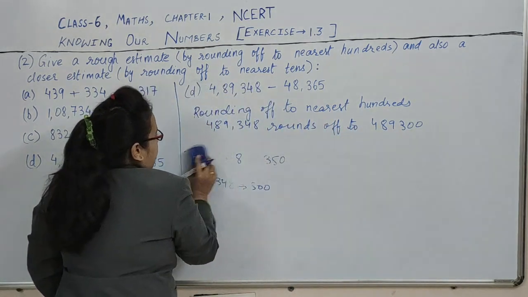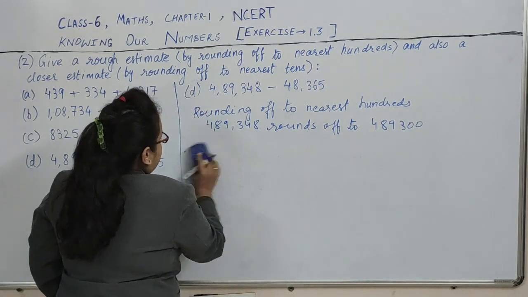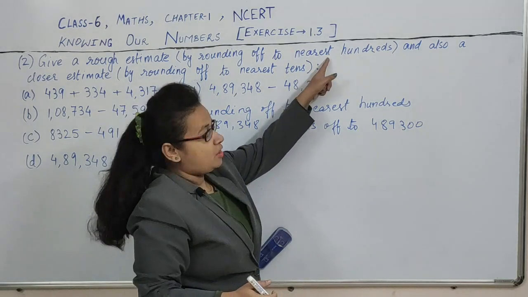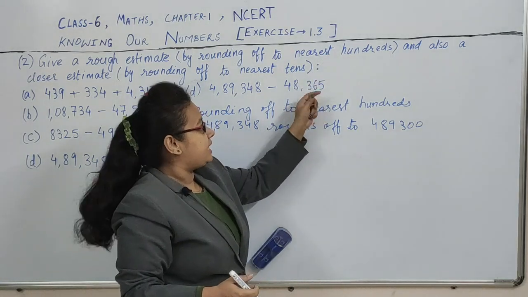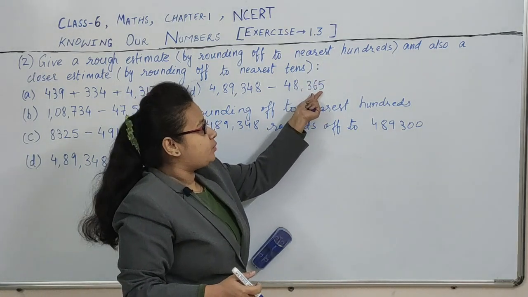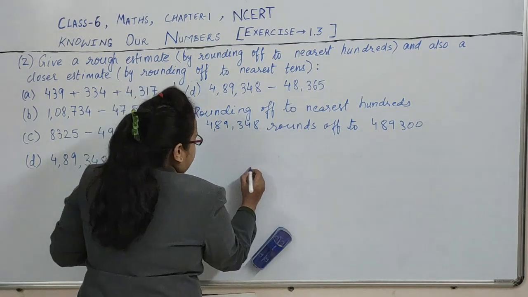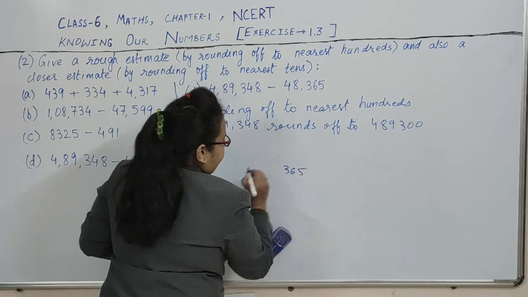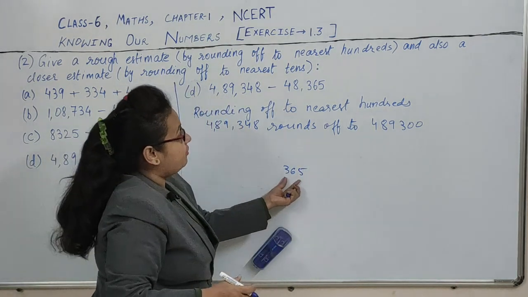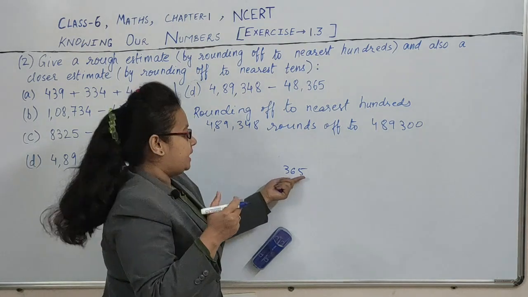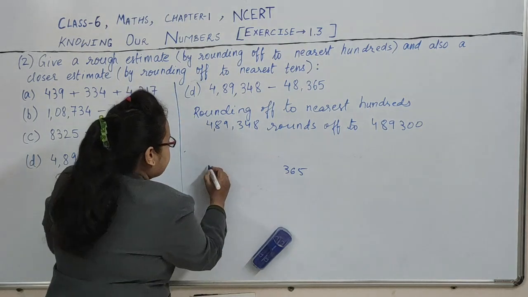Okay. Now this one, 48,365, we have to round this off to the nearest hundreds. Again we will focus on these 3 digits, the ones, tens and hundreds place digits. What is that? It is 365. This lies between which hundreds? We have to round off to the nearest hundreds, so we will only focus on hundreds.